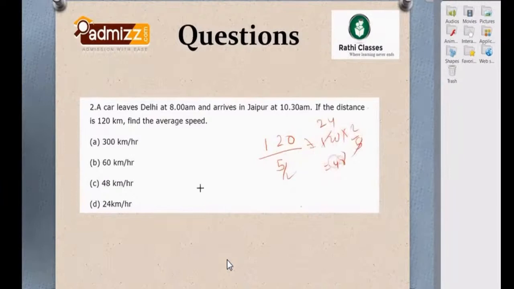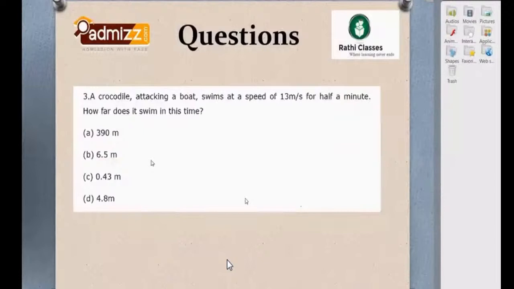524. 24 into 2 is 48 km per hour. Moving on to the next question. A crocodile attacking a boat swims at a speed of 13 meters per second for half a minute. How far does it swim in this time?